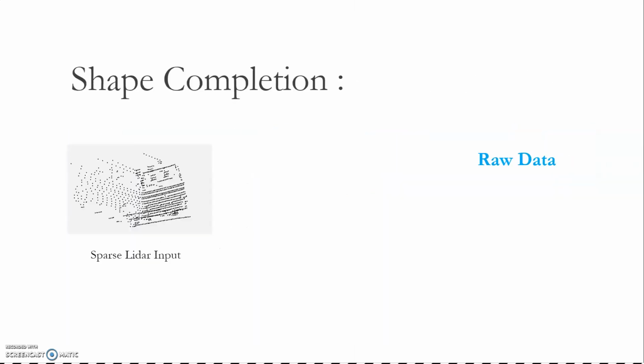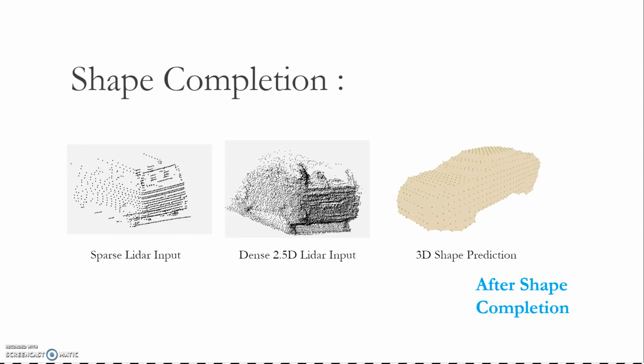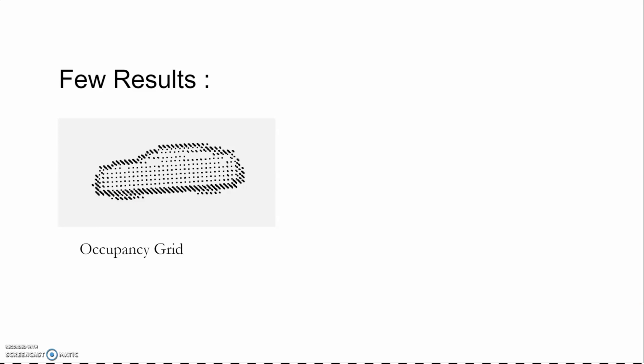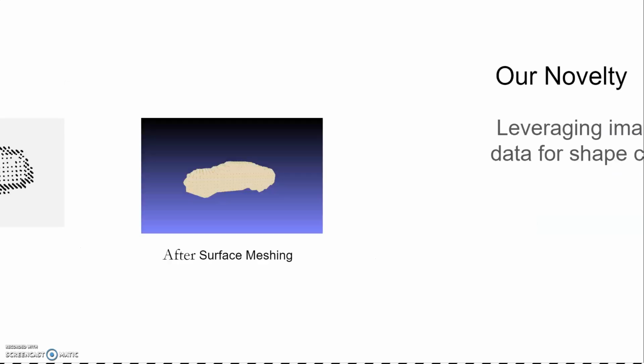In short, we can summarize our approach using these outputs. Firstly, we take the sparse LiDAR data as the input. We densify the data using depth completion. Using shape completion, we can predict the shape of the object. The output of the shape completion is in occupancy grid representation, where every voxel has a probability of being occupied. The occupancy grid is converted into a surface-based representation using surface triangulation meshing.